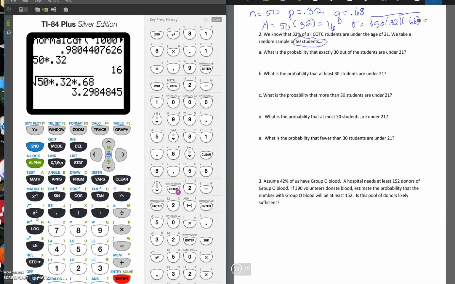So if we rounded to 2 decimal places, the 8 would bump the 9 up to a 0, so it'd be 3.30.